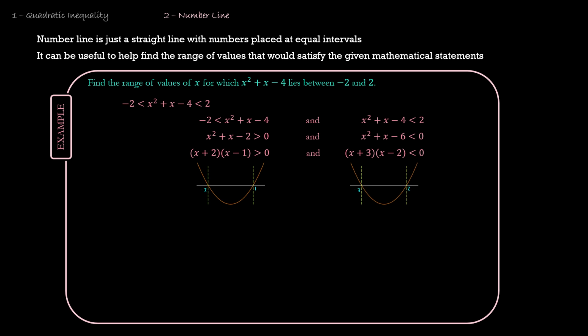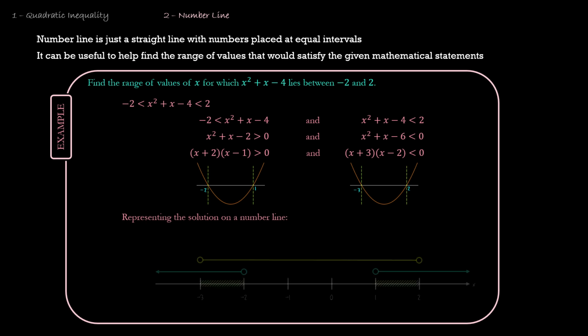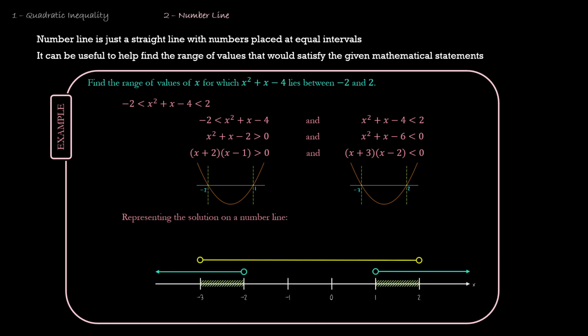With this, we can use a number line to show the required inequality. The solutions will be the values that satisfy both inequalities. We can view this as a shadow when shining a torchlight from above. Where the so-called shadows intersect, that would be our solutions. As such, from our number line, we see that the range of value of x are those that lie between -3 and -2, as well as those that lie between 1 and 2.